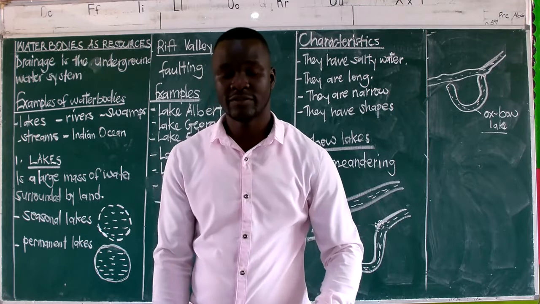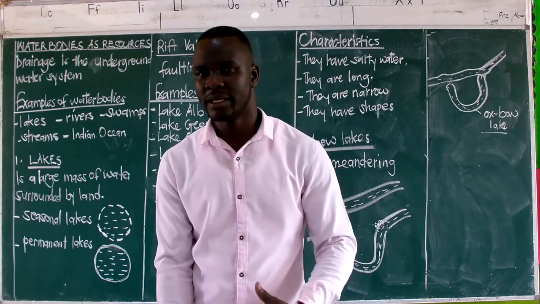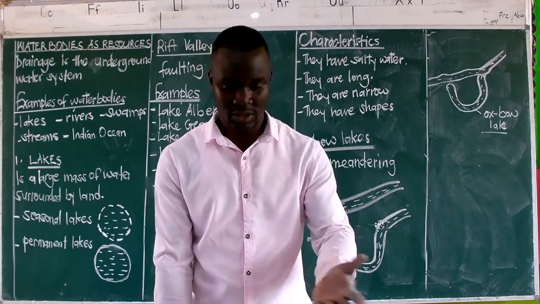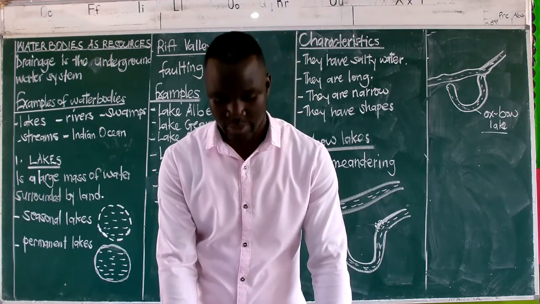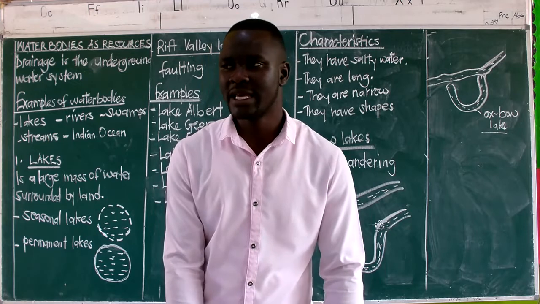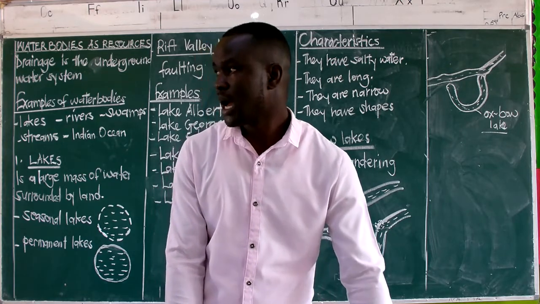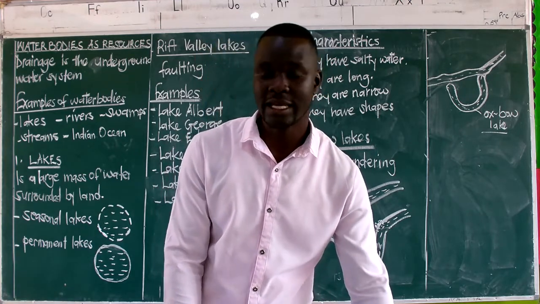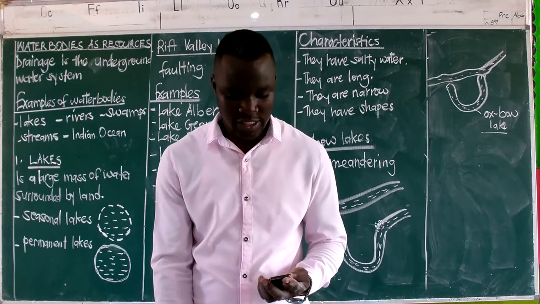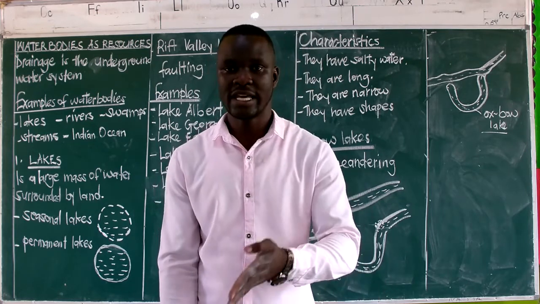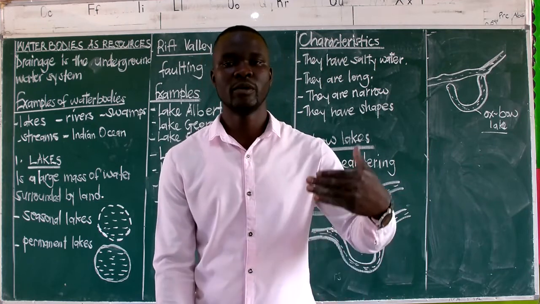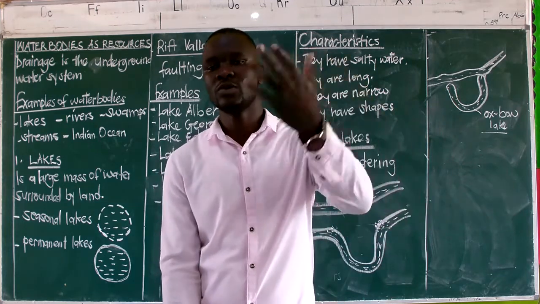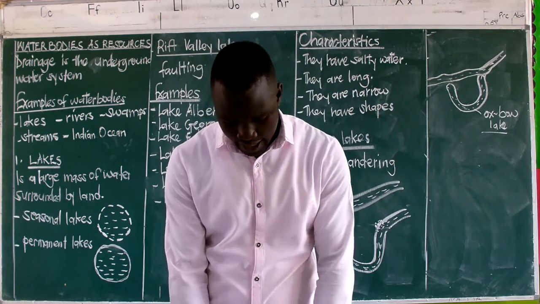And then they help in formation of rain. They help in irrigation. They provide water for irrigation. And then also they can attract tourists who can bring income to a country. And also lakes aid or promote water transport. That is people moving from one area to another. Like when we look at Lake Victoria, we said we have people moving from one inland port to another.